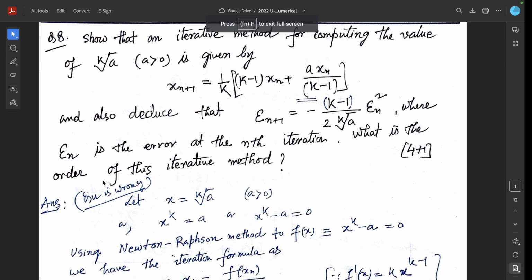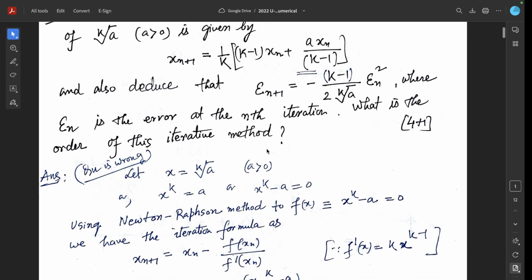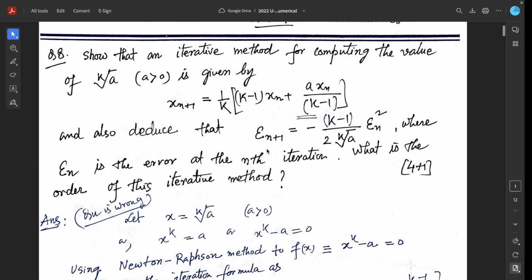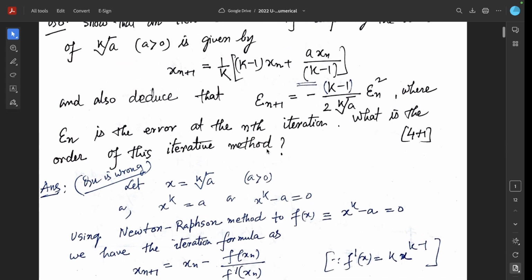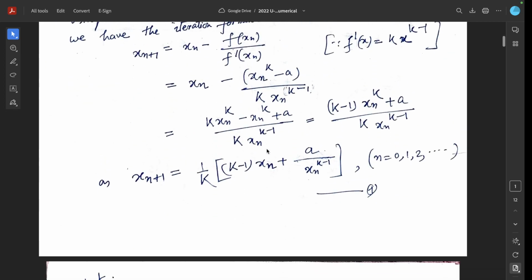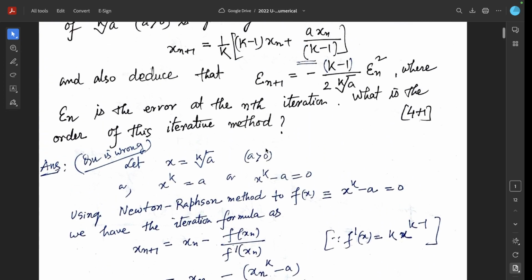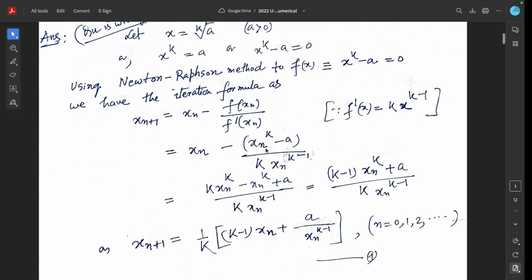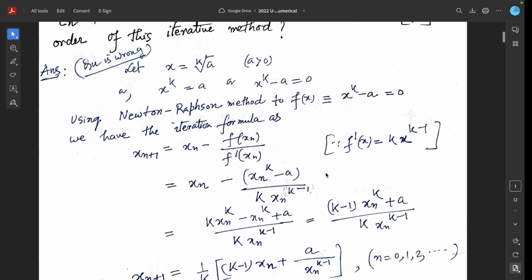This question is wrong because this expression is wrong. So we correct this question. Actually, x_{n+1} has the correct form: 1/k [(k-1) x_n + a / x_n^(k-1)].